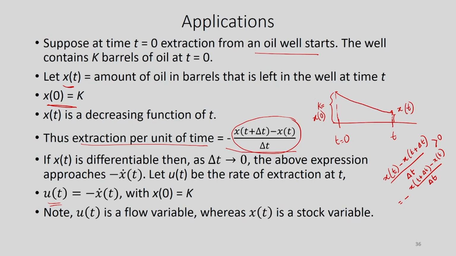All right. Note u(t) is a flow variable, whereas x(t) is a stock variable. u(t) is the change in the stock of oil, and that stock of oil is given by x(t). u(t) is a flow and x(t) is a stock.